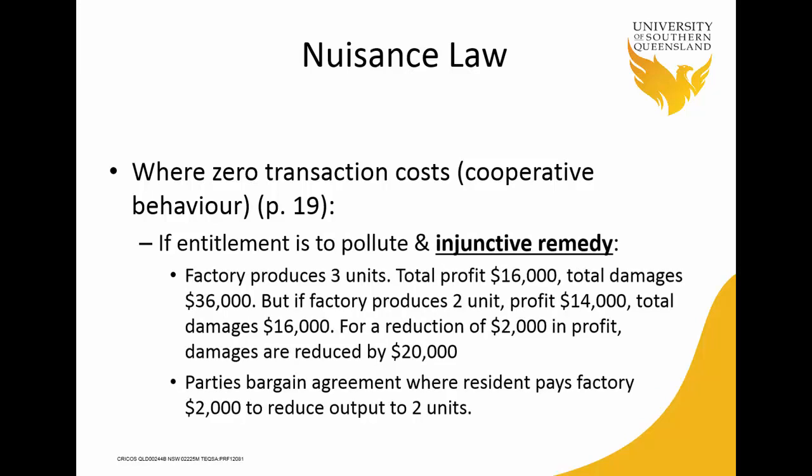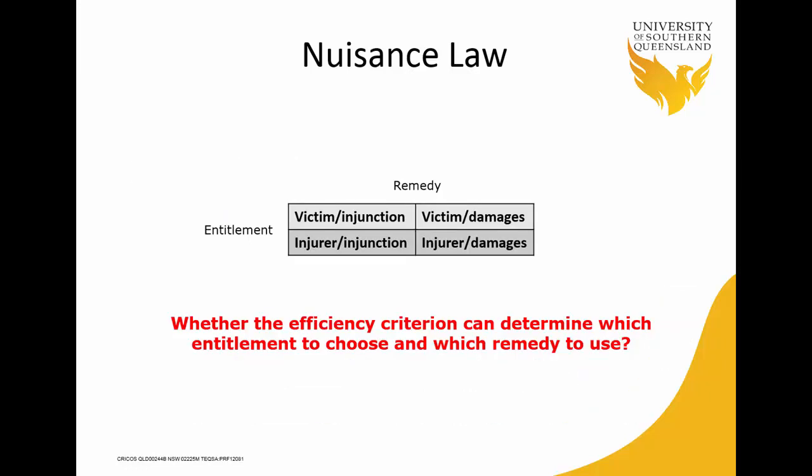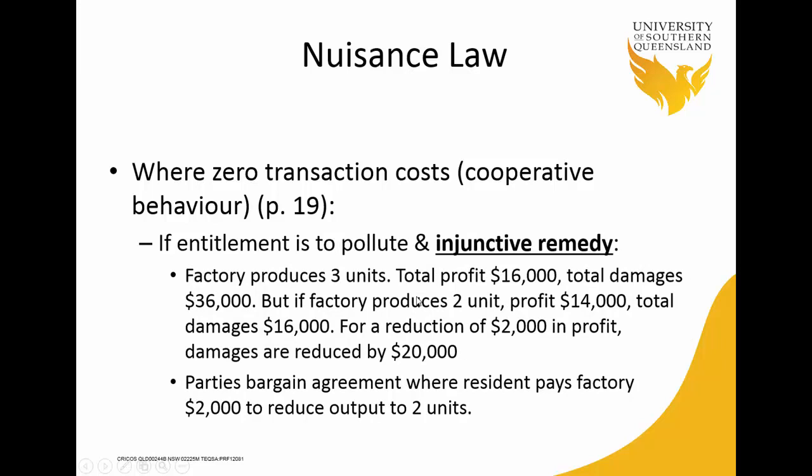Alright. Now, let's drop down to the second row in our matrix, in our table. So we have finished the first row here where we had the victim getting the entitlement. Now we're going to talk about the entitlement going to the injurer, and again look at both remedies, injunction and damages. So let's look at pollution then, entitlement to pollute, and we have an injunctive remedy.